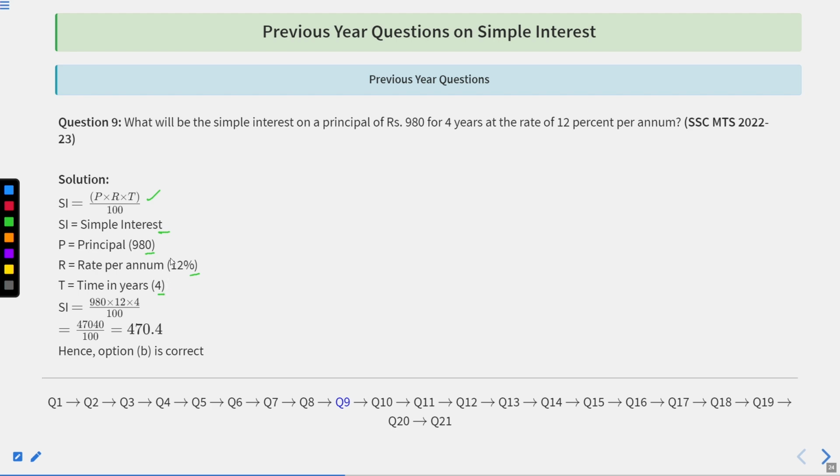So if we substitute the values, we will have simple interest equal to 980 into 12 into 4 upon 100. That is equal to 47040 upon 100, which is 470.4. So the option correct here is option B, which says over the period of 4 years, at this interest rate, you will get 470.4 rupees.